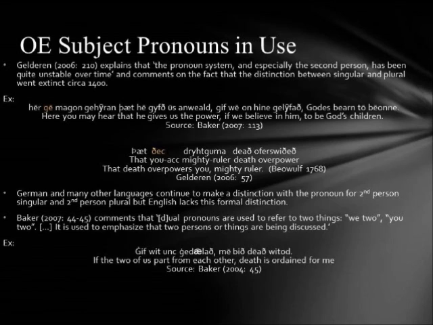Baker 2007 states that dual pronouns are used to refer to two things, that is, we two, you two, and it is used to emphasize that two persons or things are being discussed. Right now there's another example. My apologies again, I'm not going to try to butcher the Old English language and offend anyone with my bad pronunciation, but the sentence translates to: if the two of us part from each other, death is ordained for me.